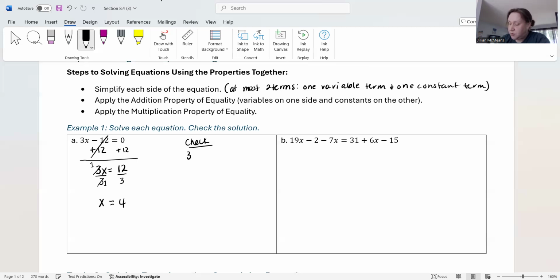So we have 3 times x, which is really 3 times 4, minus 12 equals 0. We want to see if this is a true statement when we evaluate for x. Well, we have to start just using the order of operations. So on the left, we would have to multiply first. So 3 times 4 is 12. 12 minus 12 is 0, and 0 equals 0. So we can say with confidence, this is our solution. So the solution to this equation really is 4.